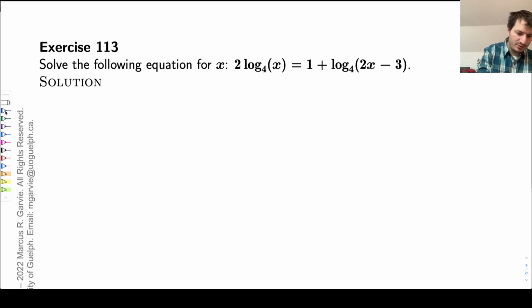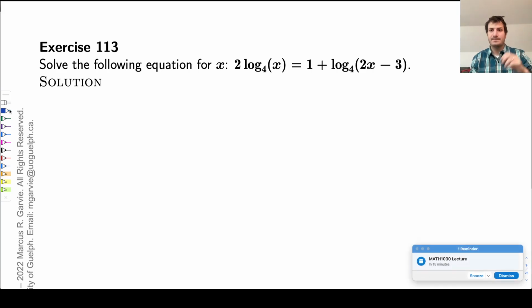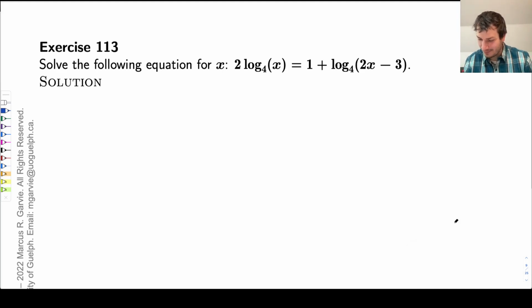Okay, in this video, I'm going to do these logarithm exercises, and here's one of them. 2 log 4x equals 1 plus log 4 2x minus 3. And the first thing you got to do is just use the log rules to simplify.